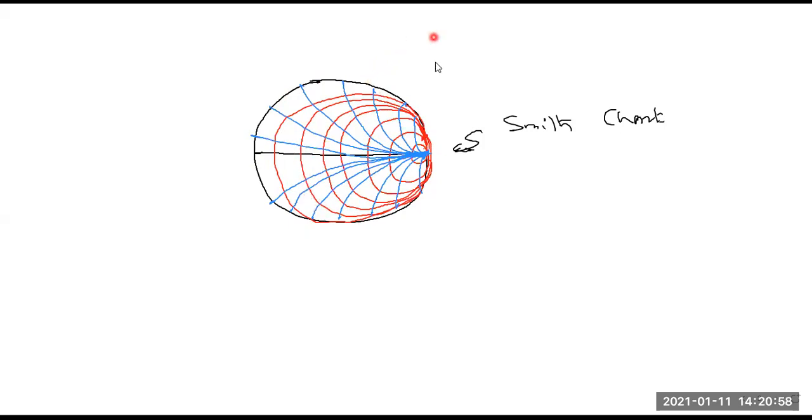So let me try to develop this chart in a similar manner to that used by Peter Smith. Step by step, I'm going to explore this Smith chart. The first thing you need to understand is that the Smith chart you are looking at right now is basically based on the reflection coefficient.